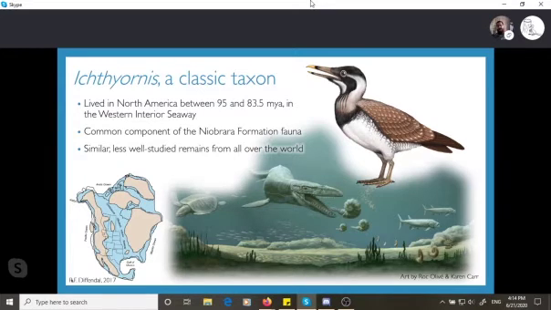Similar but less well-studied remains, very similar to Ichthyornis, have been recovered from all over the world, from Mexico, Canada, Europe, Russia, etc. This material shows a lot of affinities with the condition in Ichthyornis, but it's usually too fragmentary to be very informative, or it hasn't been really studied, and we don't really know how it relates with Ichthyornis dispar from North America.